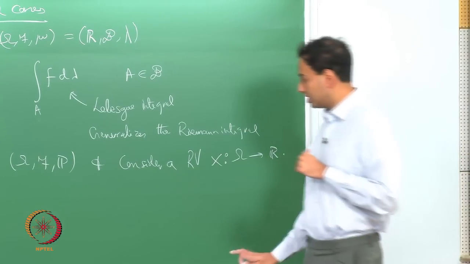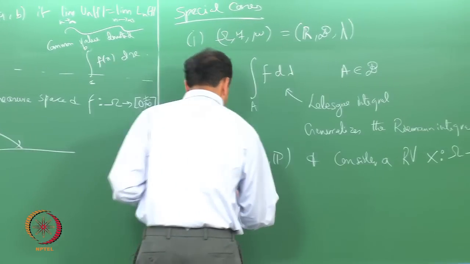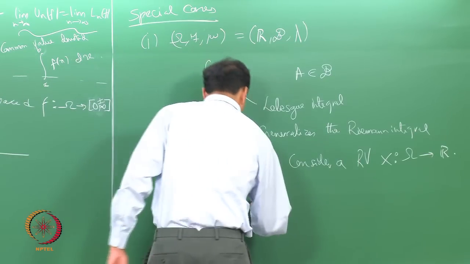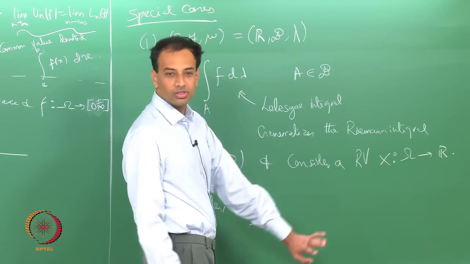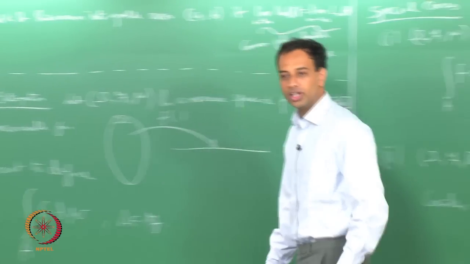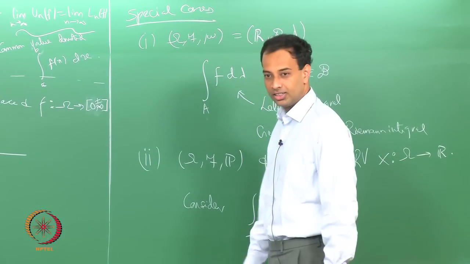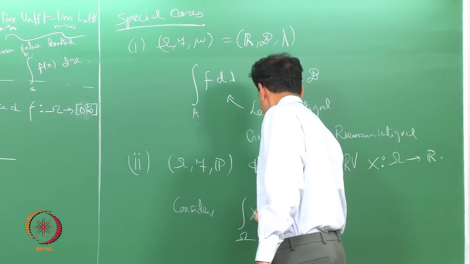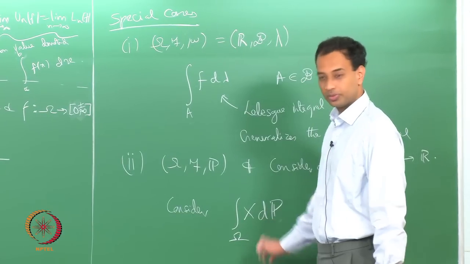Fine. So now the integral will look like what? I am going to integrate over the whole space now. You can integrate over any F-measurable set you want, right? I am going to integrate over omega itself now. Omega is F-measurable, so I can integrate over omega. This is a special case. What will the function be? X, d P. This P is my measure now.